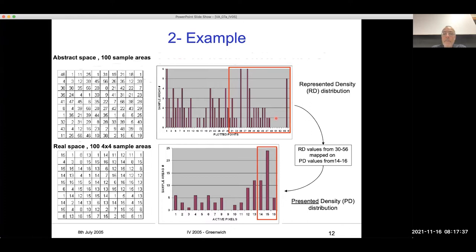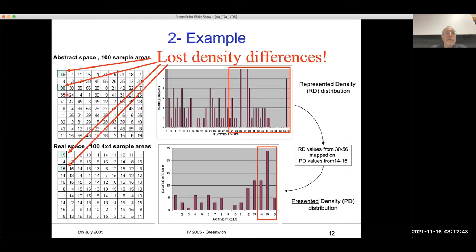And here, there's an example. Here we have a density of 46 against 38. Both of them are mapped onto 15 and 15. They have saturated the sample area. You cannot distinguish them in the presented data. This is just one example of the problem that you have when you move from the representation to the presentation in a finite world.